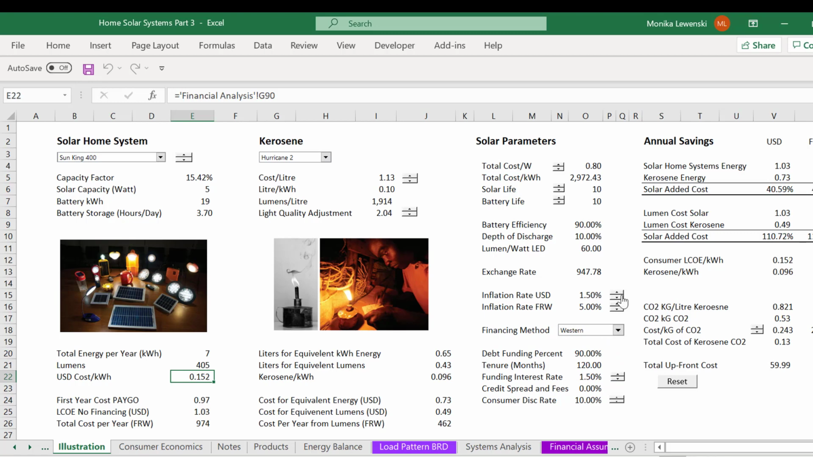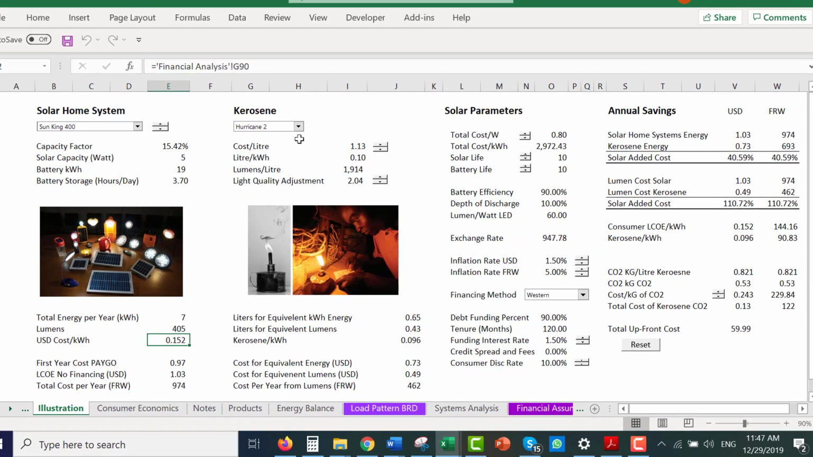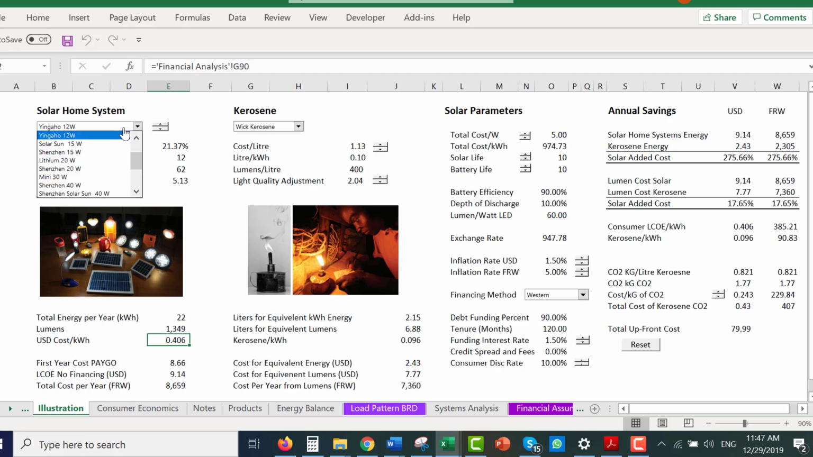We're still at 15 US cents per kilowatt hour, and unfortunately this is the really bad news: even if we have a really inefficient kerosene, to get the same amount of light we save money, but to get the same amount of energy we make money. And the nice thing about this is now you can change this. Yeah, let's change this. So now we've got 1.92 cents.